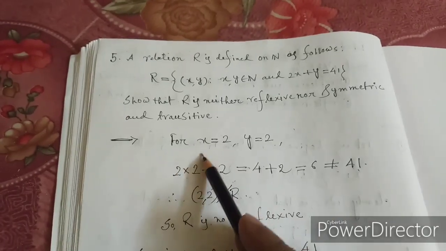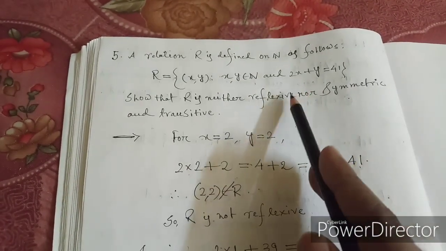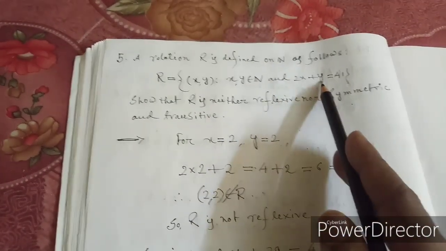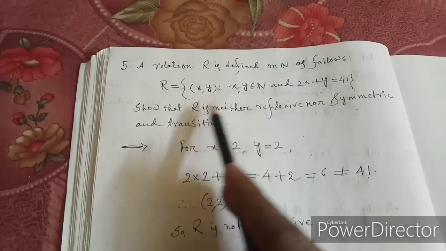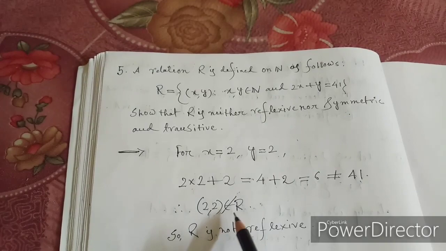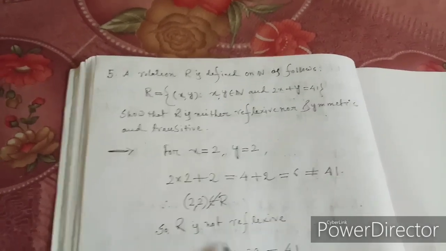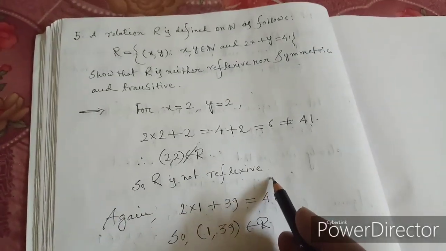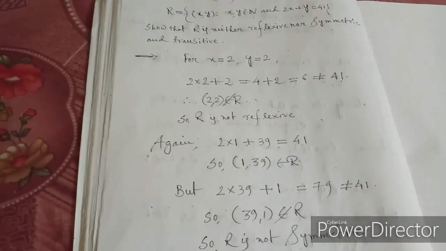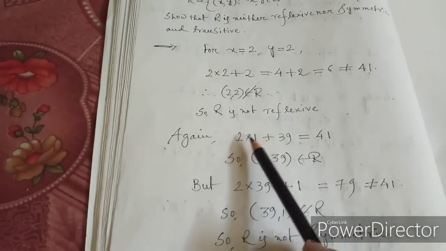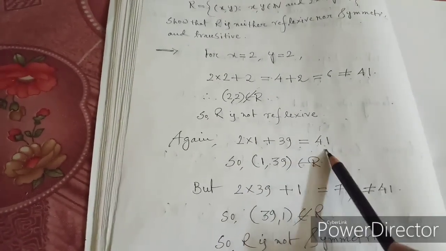Similarly, for x equal to 1 and y equal to 1, 2 into 1 plus 1 is 3, not equal to 41. So (1,1) doesn't belong to R. So R is not reflexive. Clear? Now for the symmetric part, 2 into 1 plus 39 equals 41.